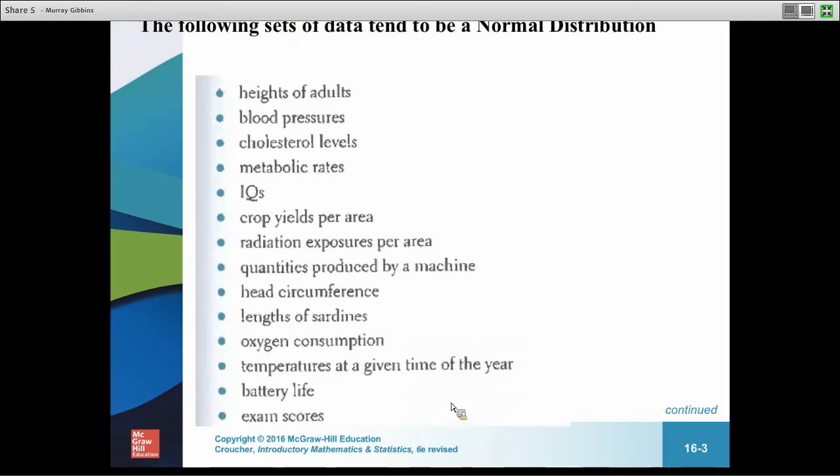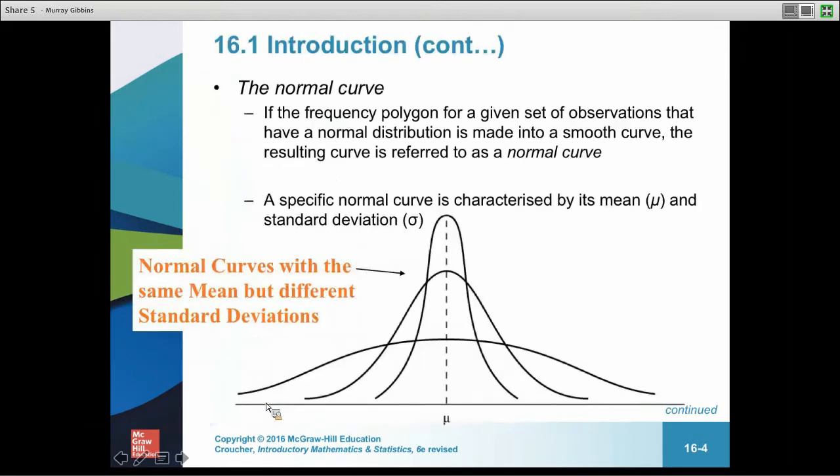So these are the sorts of data that we might be recording that might follow a normal distribution: heights, blood pressure results, IQs, lengths, so often weights, battery life, exam scores. Let's think battery life. You'll have a few batteries, so you'll have the average in the middle, and then you'll have a few that will last longer and a few that don't quite last that long. So, okay.